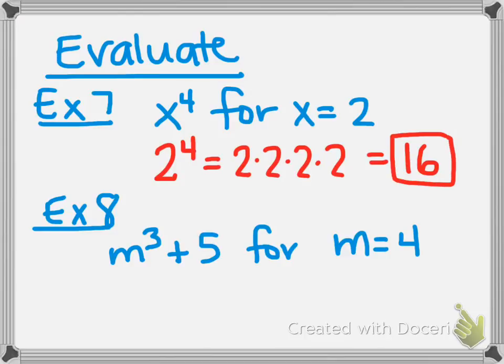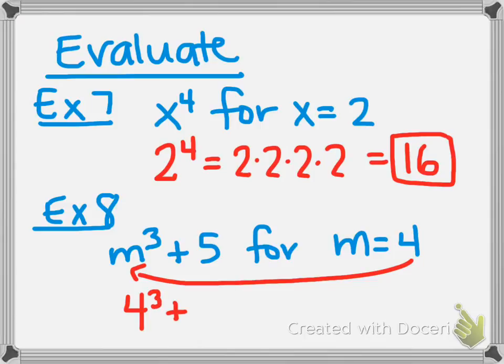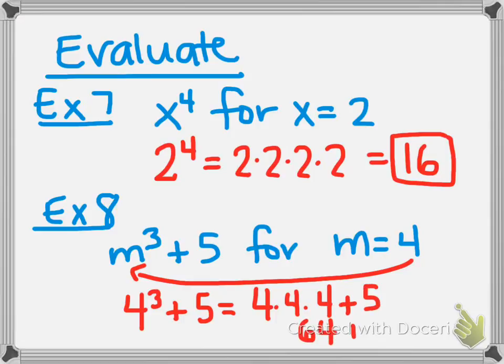On example 8, m to the third plus 5, and m equals 4. So you can put 4 in place of the m, so that's 4 to the third power plus 5, and that equals 4 times 4 times 4 plus 5, which is 64, plus 5, because 4 times 4 is 16, times 4 is 64, and the answer is 69.